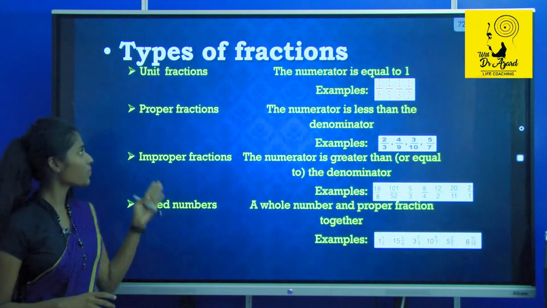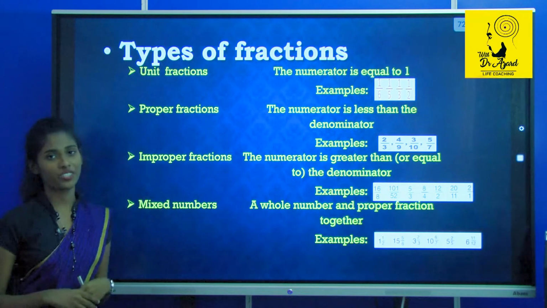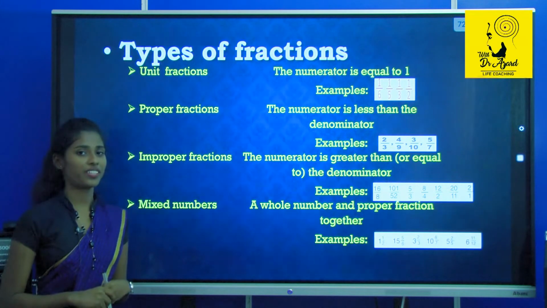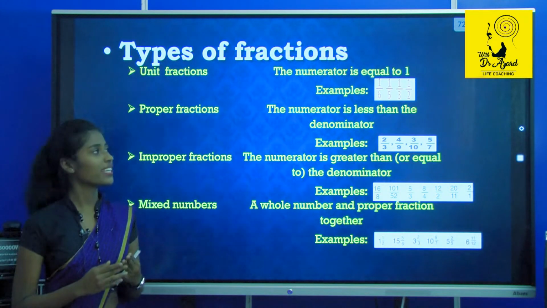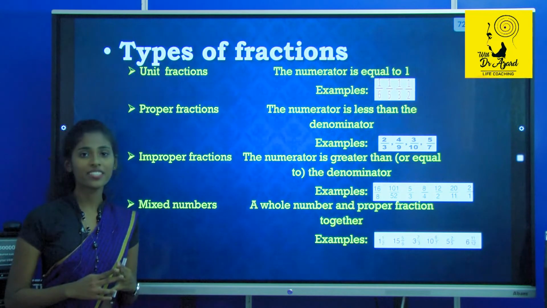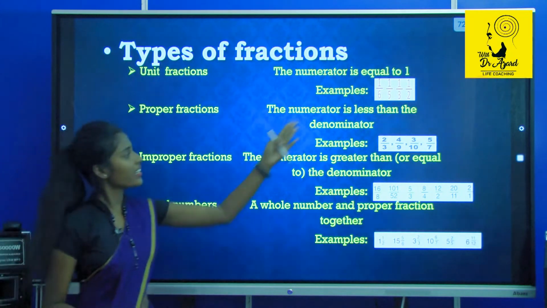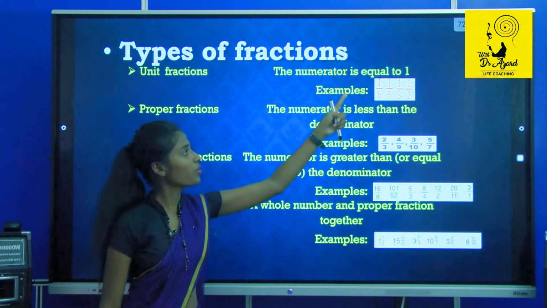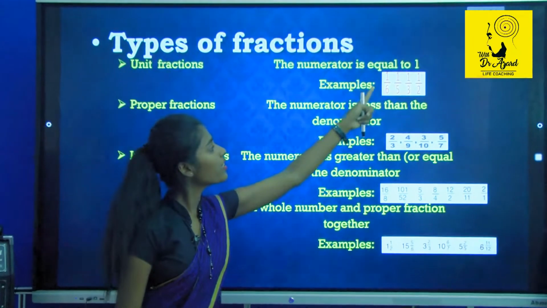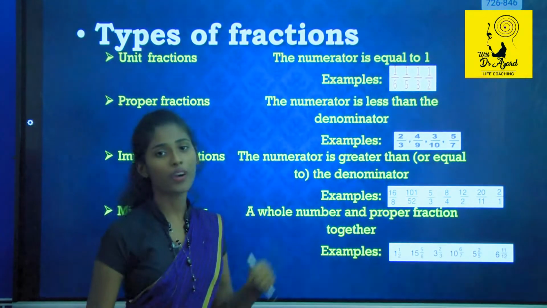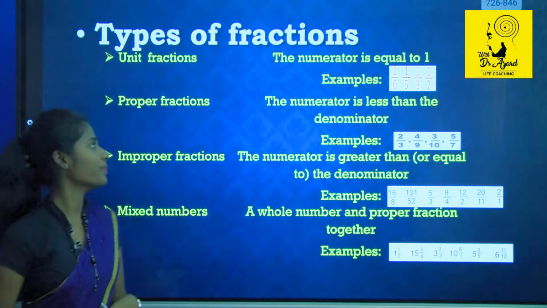Okay, next we are going to talk about types of fractions. There are some types of fraction. Among them we are going to talk about unit fractions. What are the unit fractions? If the numerator is equal to 1, such type of fractions are called as unit fractions. Here are the examples. 1 over 6, 1 over 5, 1 over 3, 1 over 2. Here you can see the numerator is 1.